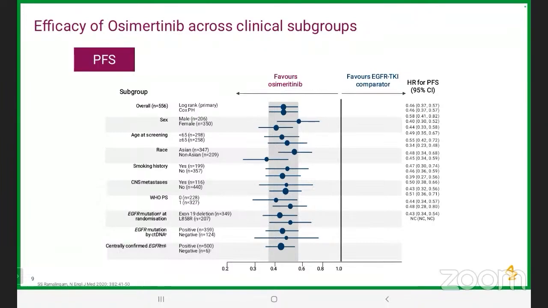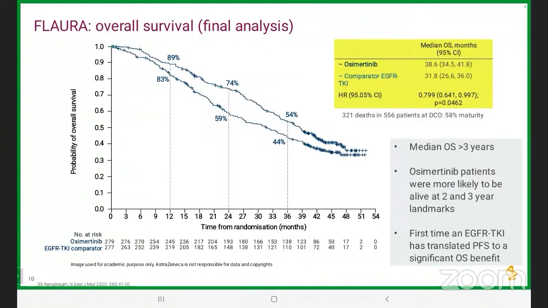Now, this is the overall survival data at the completion of 3 years. The median overall survival in the osimertinib arm was 38.6 months compared to 31.8 months in the comparator TKI arm. Again, this difference was statistically significant. So the patients who were taking osimertinib were more likely to be alive at the 2- and 3-year landmarks. And this was the first time that an EGFR TKI translated its PFS benefit into a definitive, significant OS benefit.